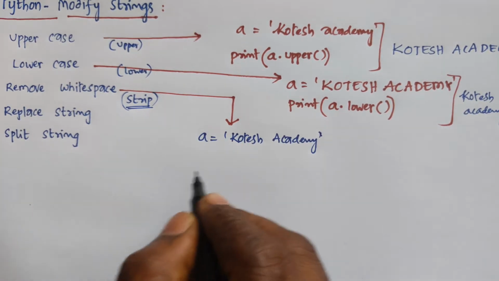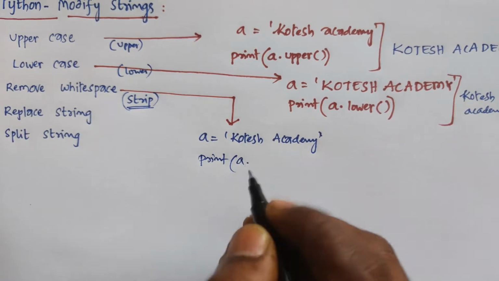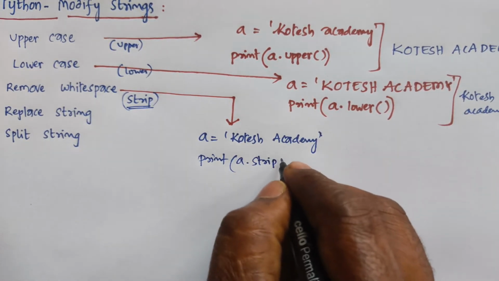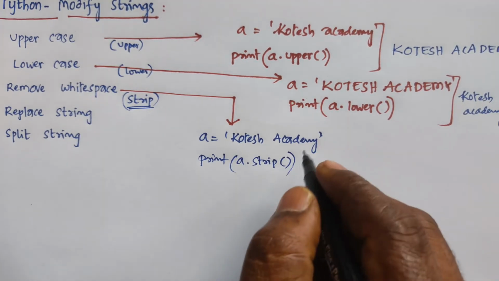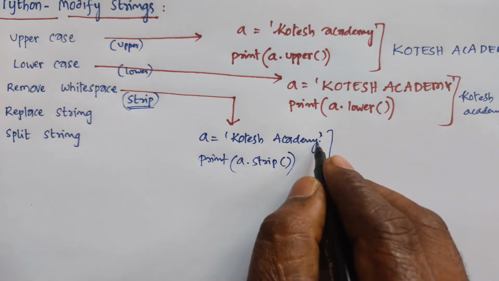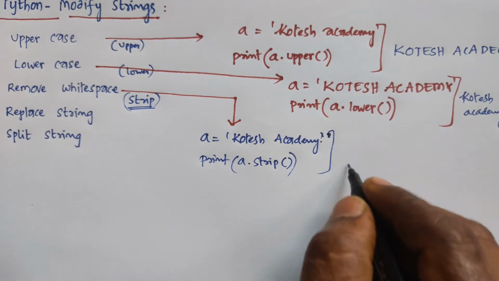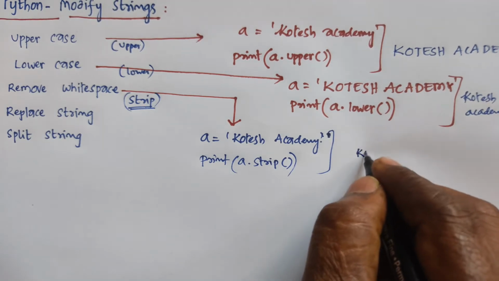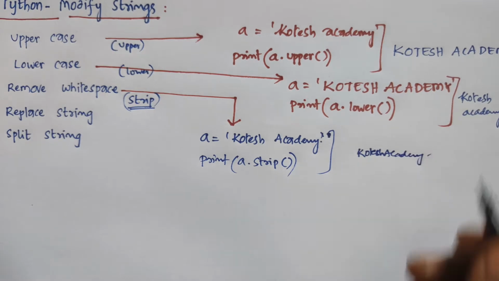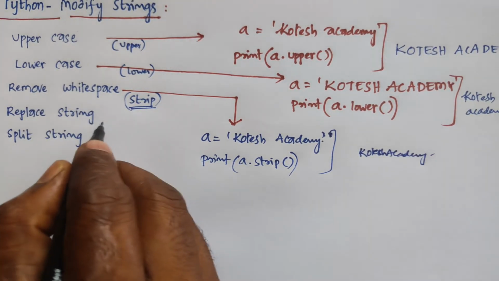So simply you can write print of a dot strip, and then you use this. The result you get is, for example, after academy if you give one space and then write a colon, the result will be without white space.